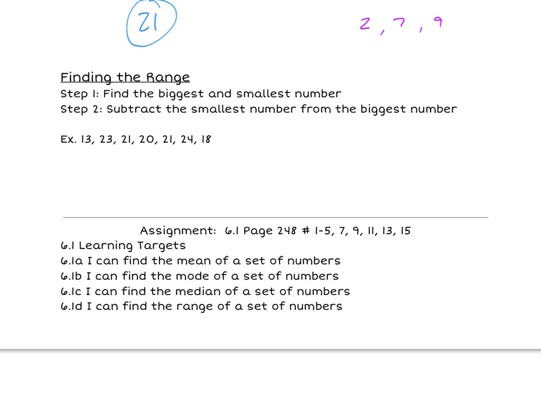Finding the range. First step, find the biggest number and find the smallest number. So I look at this list, my biggest number is 24. So 24 is my biggest. My smallest number is 13. When you found those, take the big one minus the little one. 24 minus 13 gives you 11. So that's your range. So 11 is your answer.